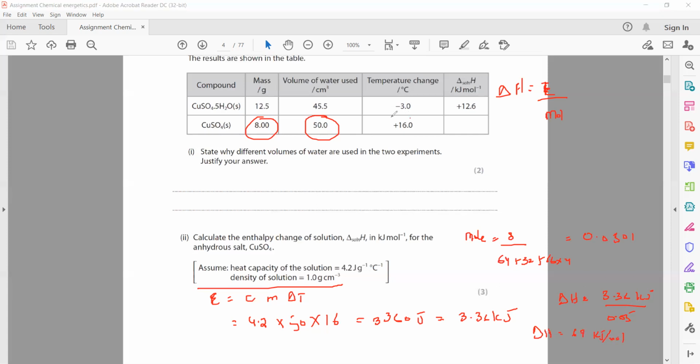And here the temperature change is given as plus 16. So what is the meaning of plus 16? It means the final temperature is higher than the initial temperature. So it means this reaction is exothermic. So how do we represent the enthalpy change for exothermic? It should be a negative value. So here we should write minus 67 kilojoules per mole.